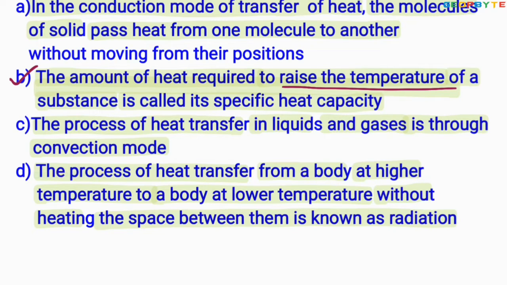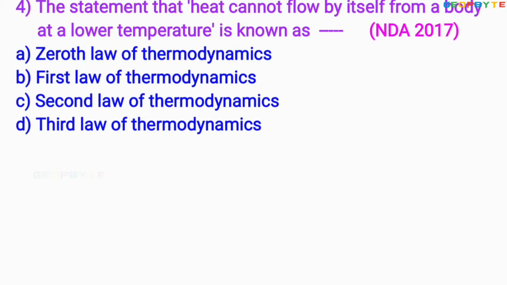Let us take one more question. Look at the fourth question. The statement that heat cannot flow by itself from a body at a lower temperature is known as the second law of thermodynamics. Dear friends, remember, the second law of thermodynamics states that it is impossible to transfer heat from a body at low temperature to another body at high temperature without connecting any mechanical mediator. It means if you connect a mechanical mediator between the body at low temperature and the body at high temperature, it is possible to transfer the heat from the low temperature body to the high temperature body also.